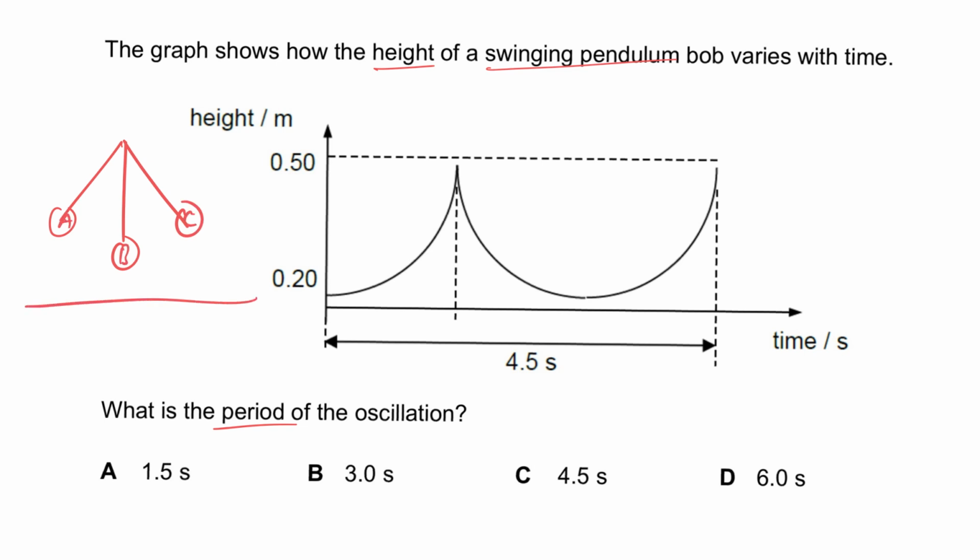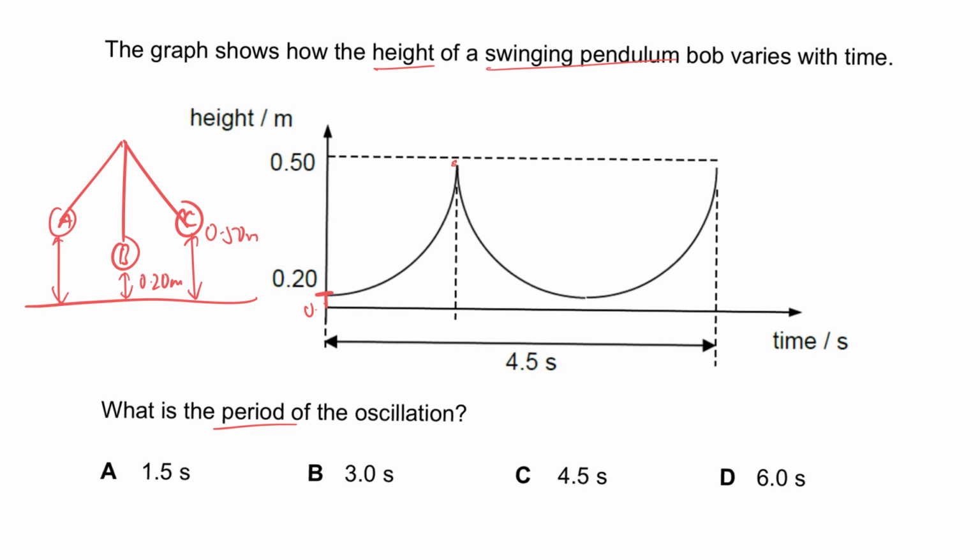Now, since this is 0 and there's already a height of 0.20, that will give you a hint. The smallest height of the pendulum bob with respect to the ground will most likely be the 0.2 meters here. And then A and C will be the maximum height from the ground, and the maximum height here, let's say, is about 0.5 meters. All right, so that's how you interpret it.